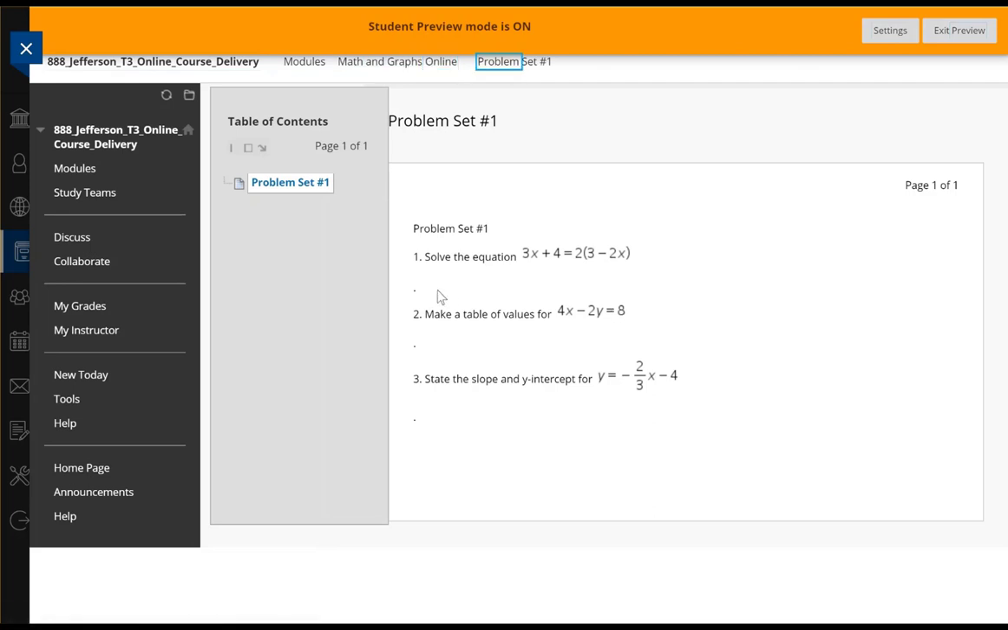of 4, problem set number 1. 4x minus 2y equals 8 image, selected. 2. Make a table of values for.